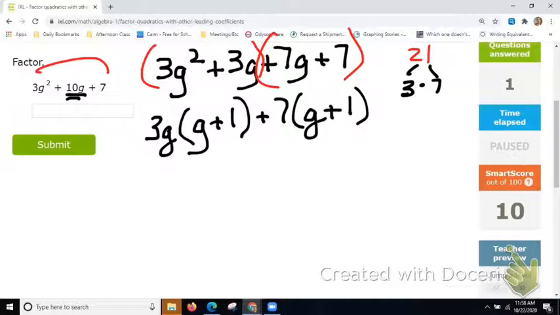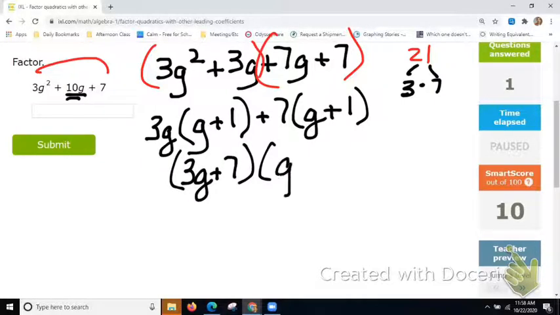And then I do my happy dance because my parentheses match. I group together what's on the outside, and then what's on the inside goes in its own set of parentheses. And there's my answer. So that is the method known as split the middle. Basically it turns it into a grouping problem.